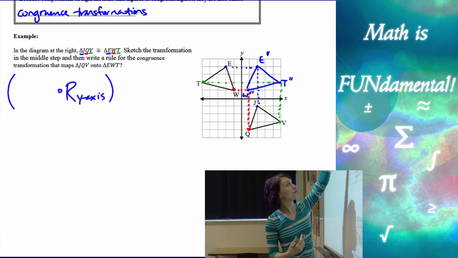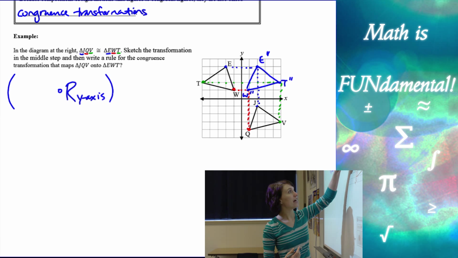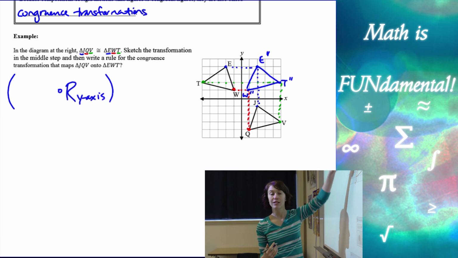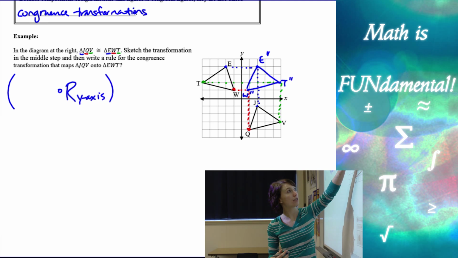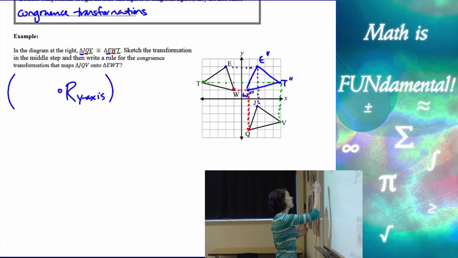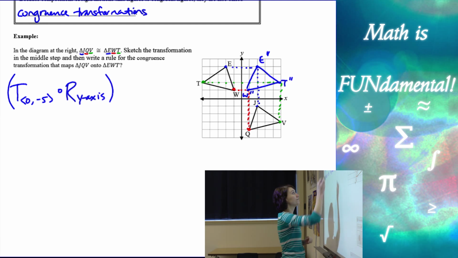So E goes from, let's see, 1, 2, 3, positive 4, down to J, which is at negative 1, so it needs to go down 5. And let's just make sure all the other ones go down 5 as well. 1, 2, 3, 4, 5, and 1, 2, 3, 4, 5. So yes, at this point, I just need a translation, 0 horizontally and negative 5 in the vertical direction.